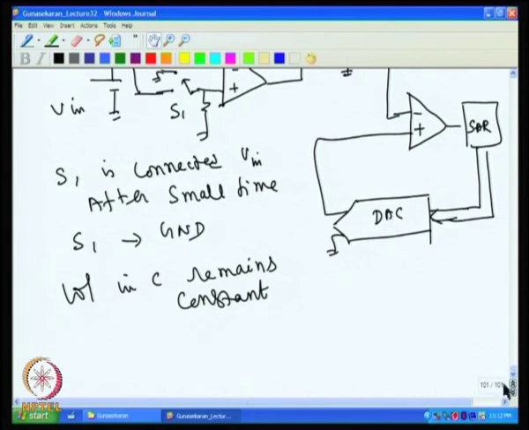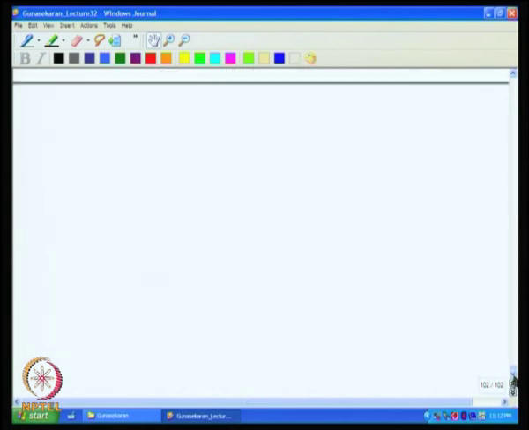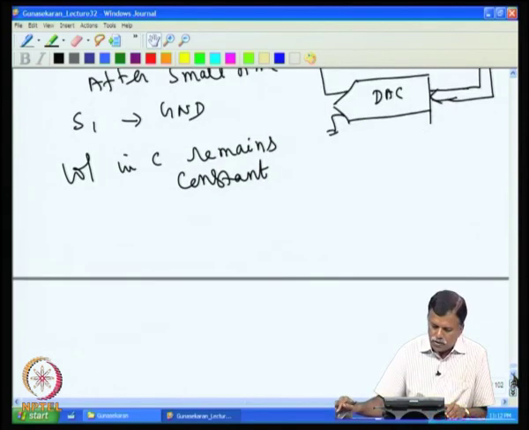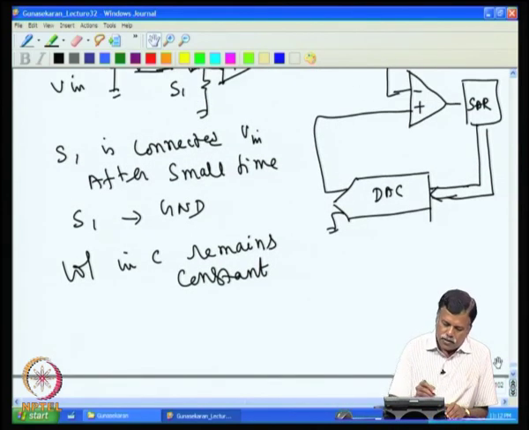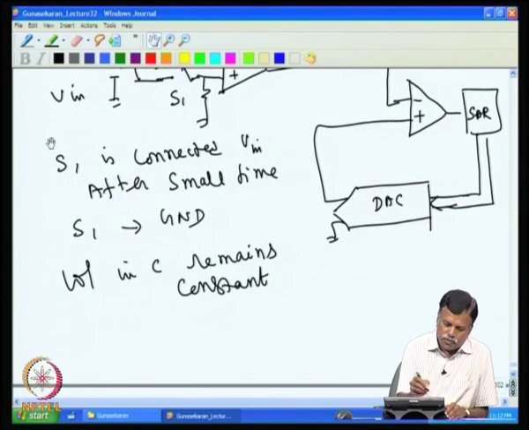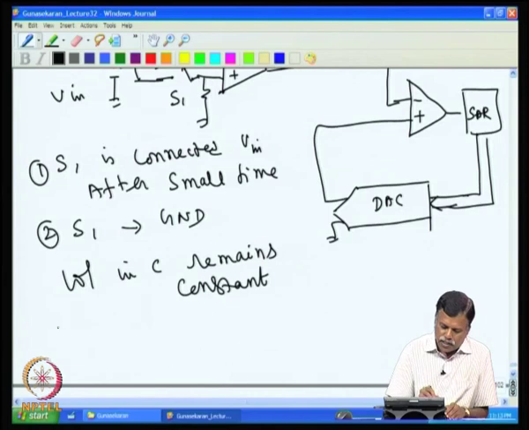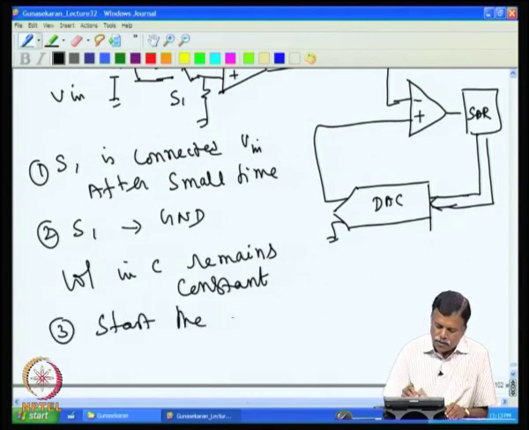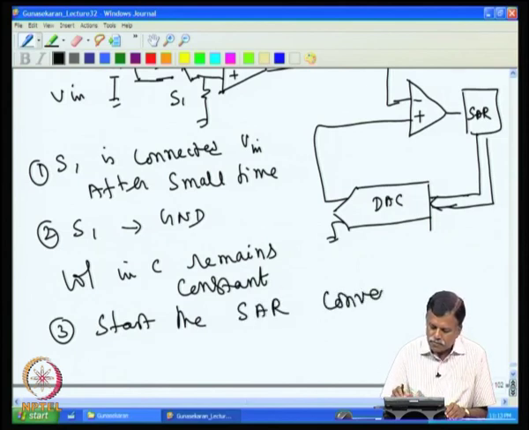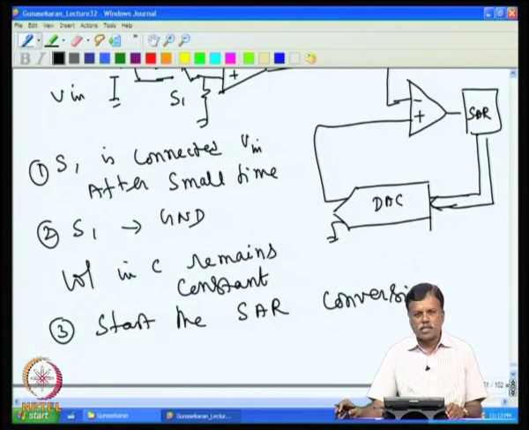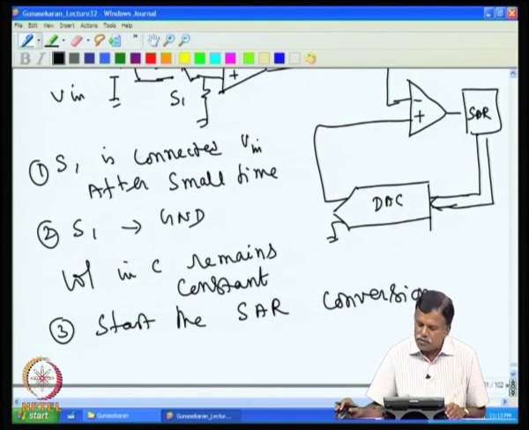Now, start the trial. So first S1 is connected for a small time, that is step 1, then step 2, then step 3 is to start the successive approximation conversion. Since the input voltage is kept constant, the conversion takes place smoothly and there is no error at all.